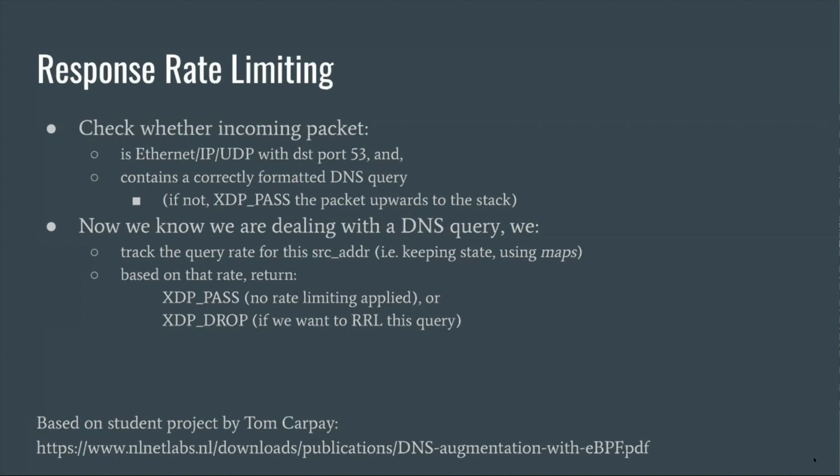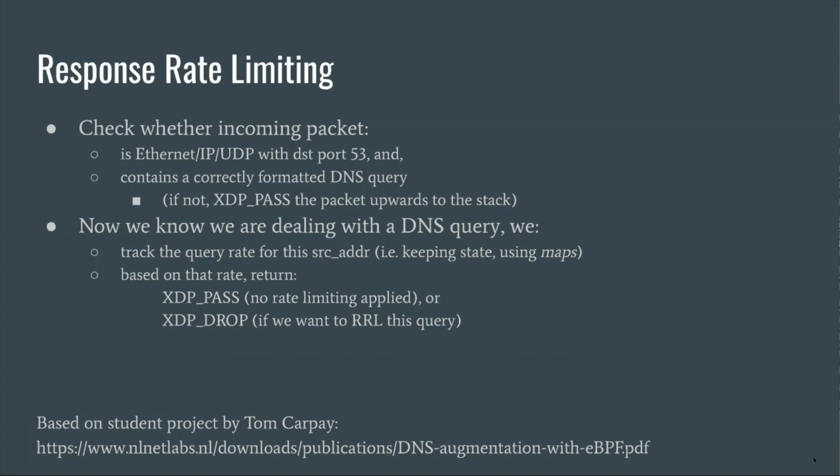So, response rate limiting. What does this code look like? The code is online on GitHub. You can check it out. But high-level view, we have to parse the packet. So is it Ethernet, IP, and UDP with a destination port 53, obviously. And we check whether the payload is actually a correctly formatted DNS query. If not, we just pass it on because it's probably something else and we're not going to process it.